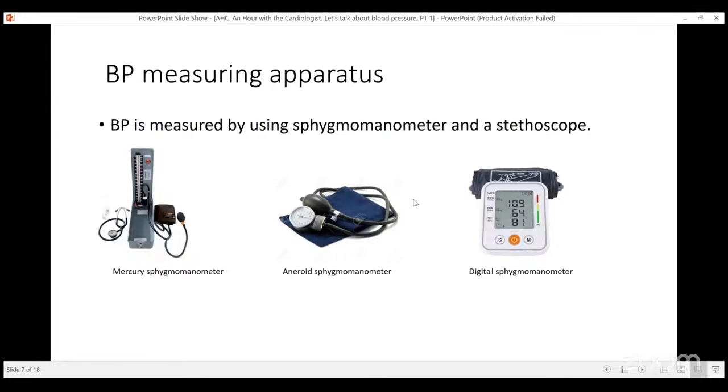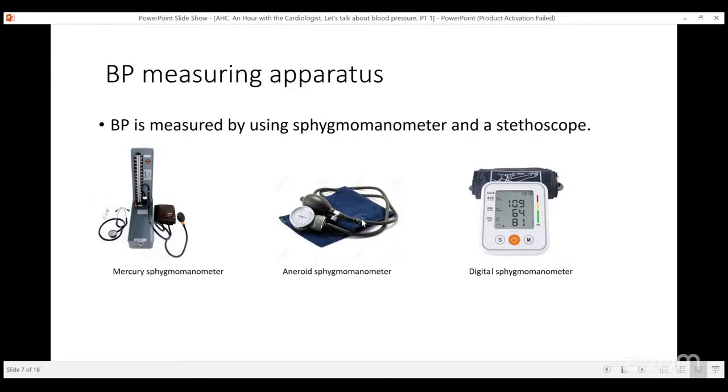Presently there are three major ones. We have the mercury sphygmomanometer. It makes use of mercury. You have to pump, inflate the cuff, and then you use your stethoscope. It's going out of fashion now. In actual fact, in so many countries, it's been phased out. One of the reasons is because of the carcinogenic potential of mercury. So it's been phased out.